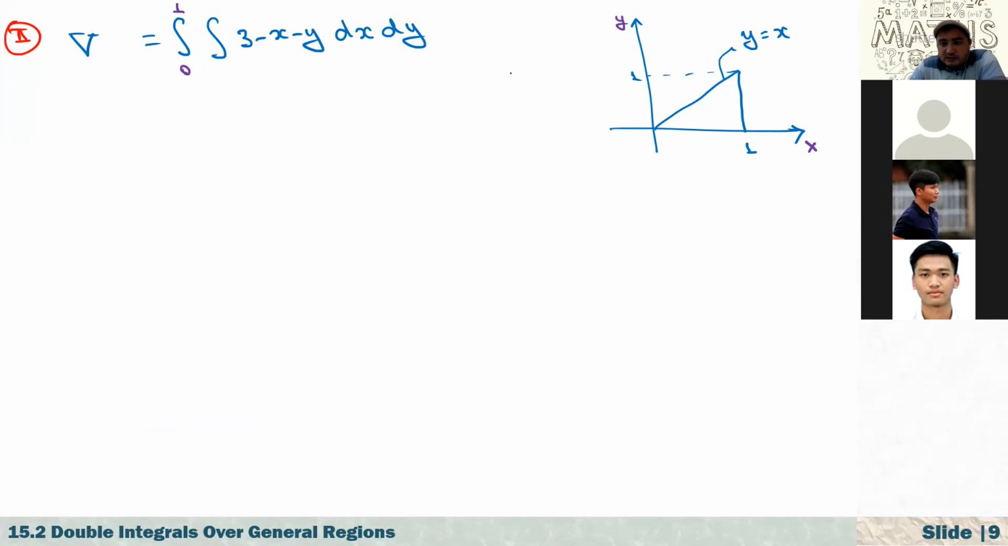And how about x? To find the integration limits for x, you need to draw a line that is parallel to the x-axis. You see here, it enters the region here and exits here, right? So the entering part is x equal to y. How about the exiting part? This is x equal to 1. So x is changing from y to 1. Okay.